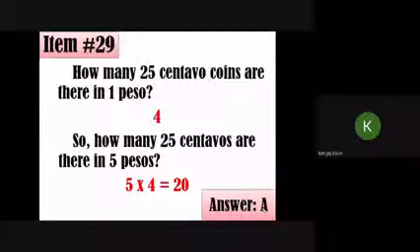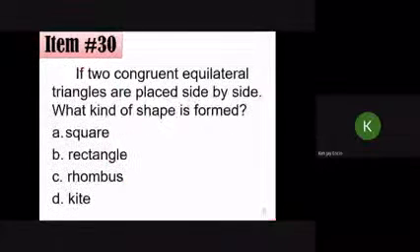Number 30. If 2 congruent equilateral triangles are placed side by side, what kind of shape is formed? Square, rectangle, rhombus, or kite? Okay, what do you think? Maybe some of you answered square or rectangle or rhombus or kite. Let's check.